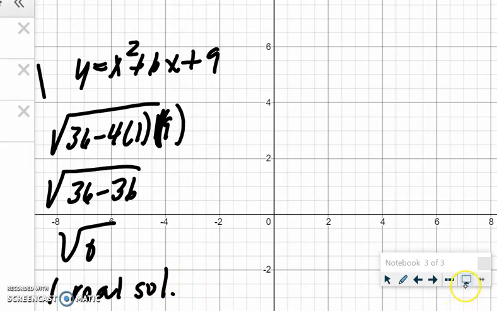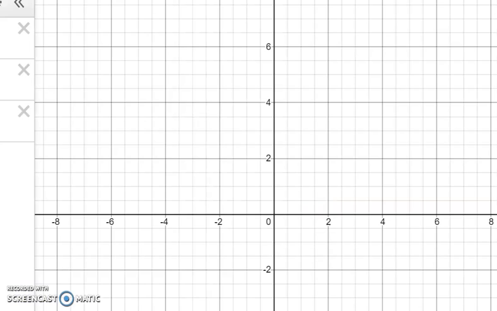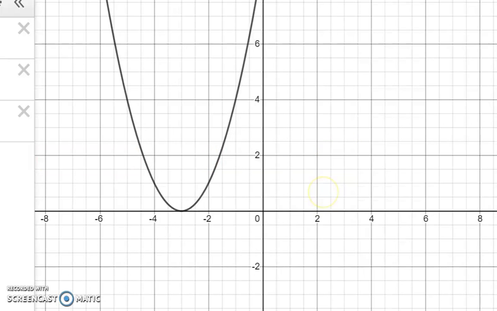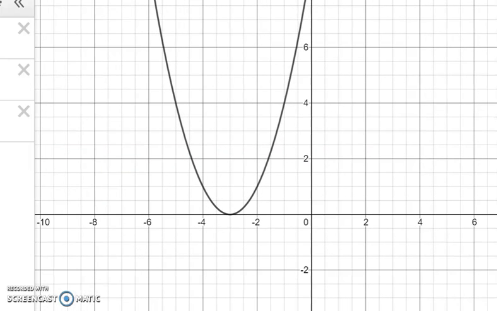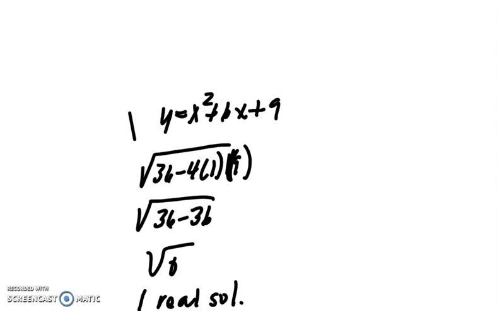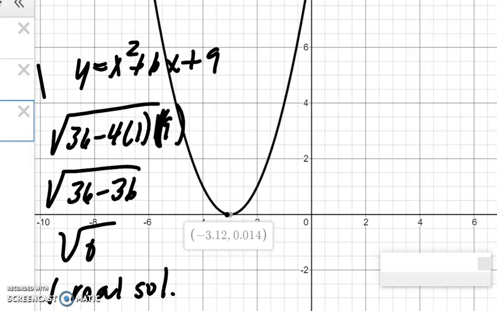And so when I undo this and I graph that, that would be the graph of x squared plus 6x plus 9. So the discriminant came out to be 0, and that is why I have one real solution. And the only solution in this problem is at -3, 0. So hopefully that links the graph to the discriminant.